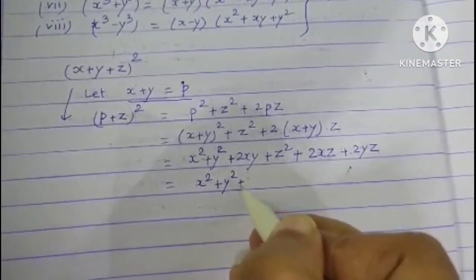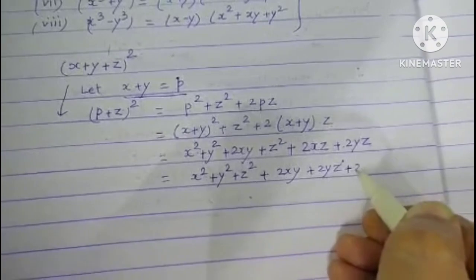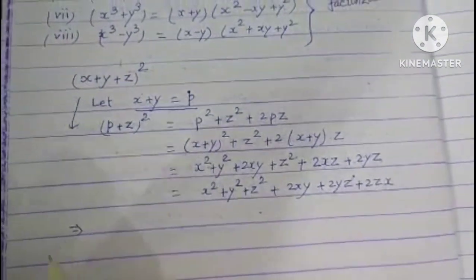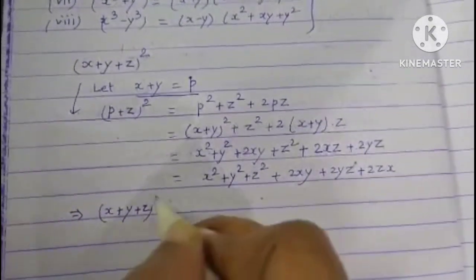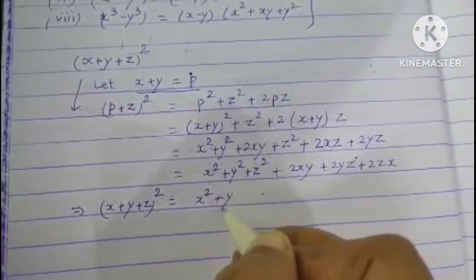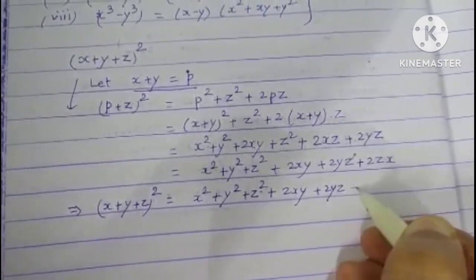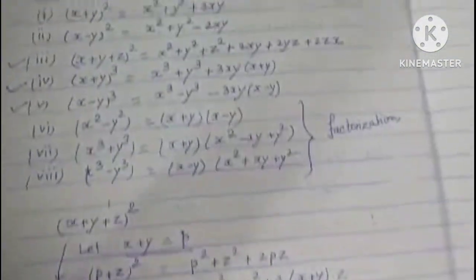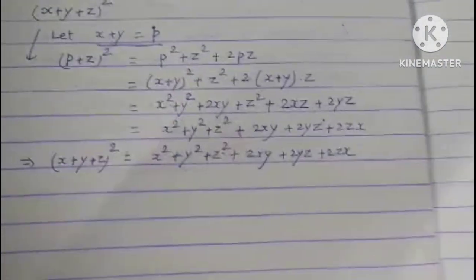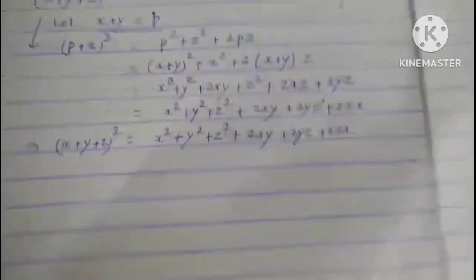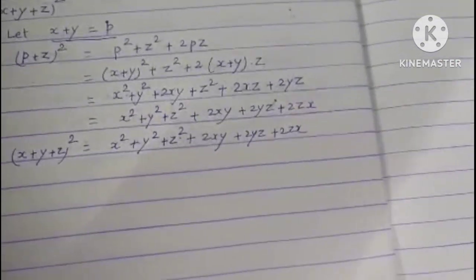Now you rearrange all these things. It will become x square plus y square plus z square plus 2xy plus 2yz plus 2zx. So you can write (x plus y plus z) whole square is equal to x square plus y square plus z square plus 2xy plus 2yz plus 2zx. This is what we had written here. So this is a good thing. We have to remember this one because it will be needed later on while solving problems. This is the identity.